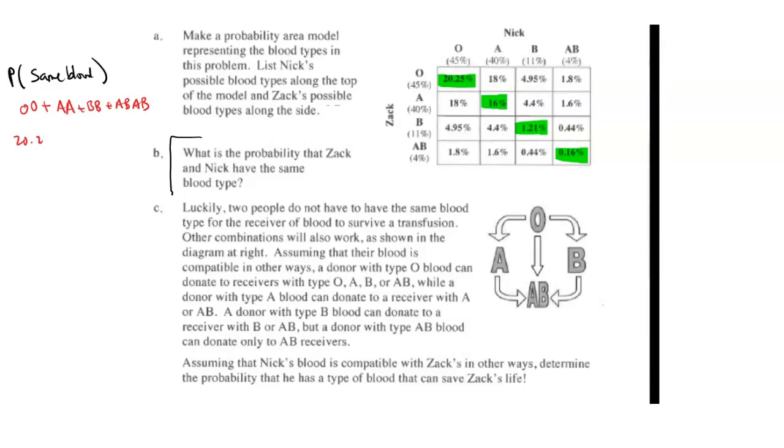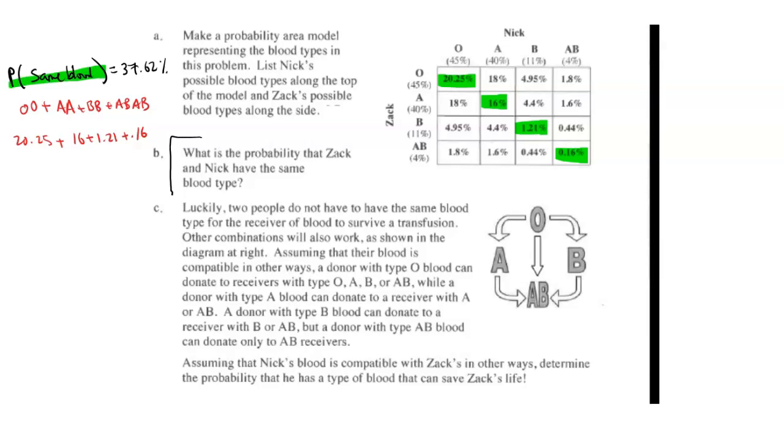If I write all of these numbers out, I am going to get 0.3762. So the probability that they will have the same blood is about 37.62%. Now that doesn't seem too bad. I mean, it's either that or he dies, right? So again, these are your same blood.